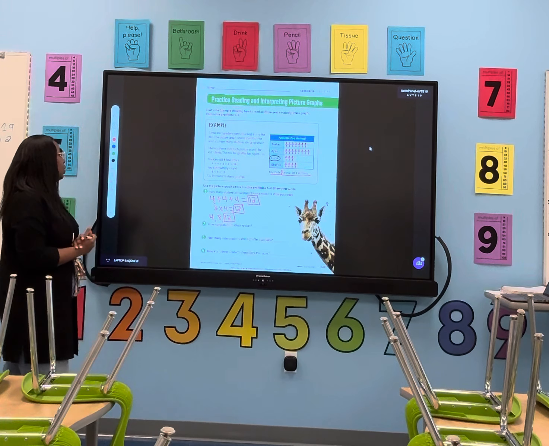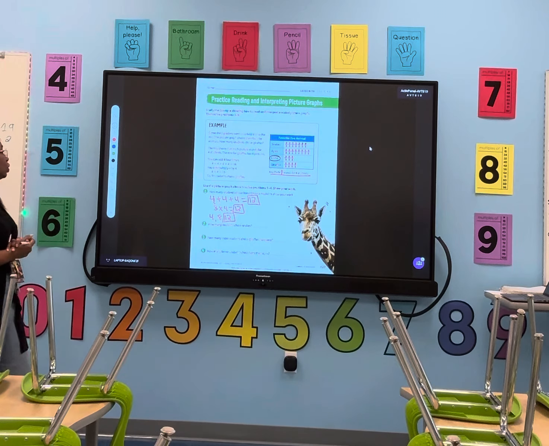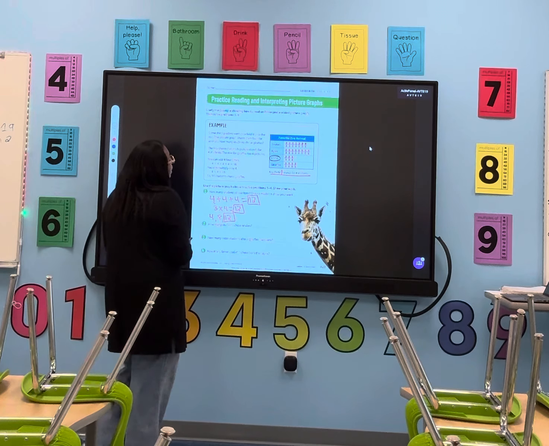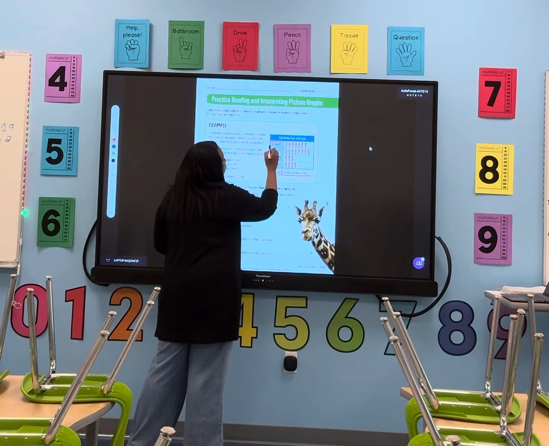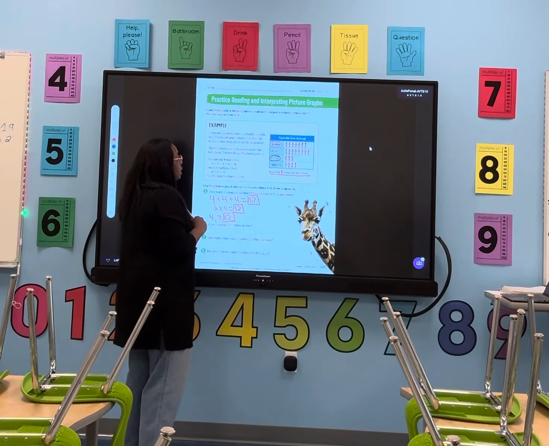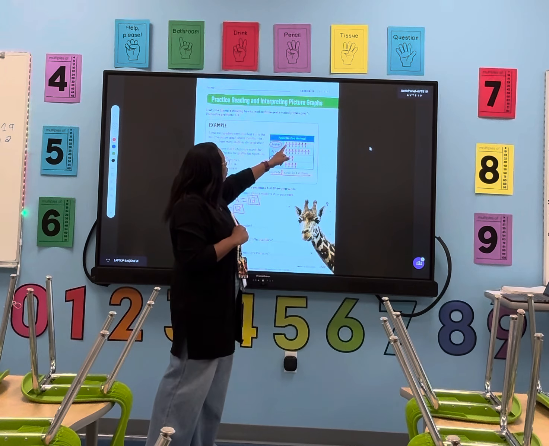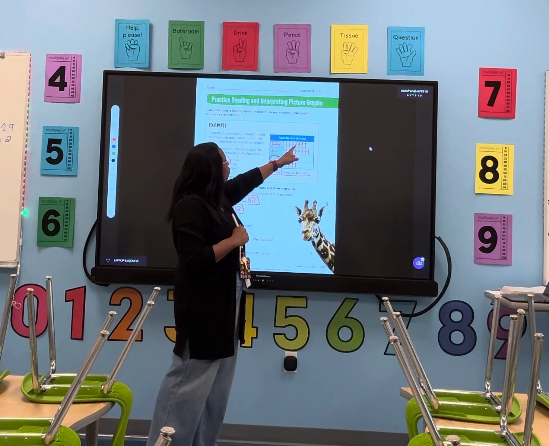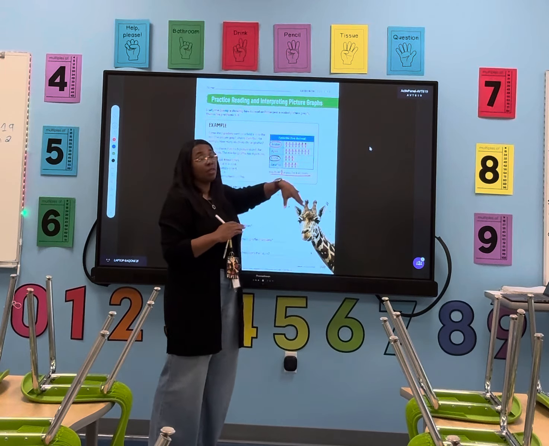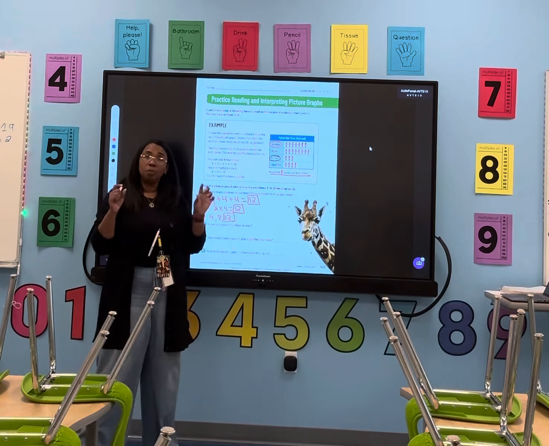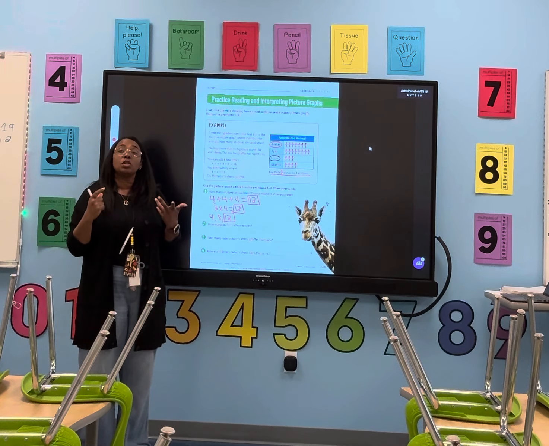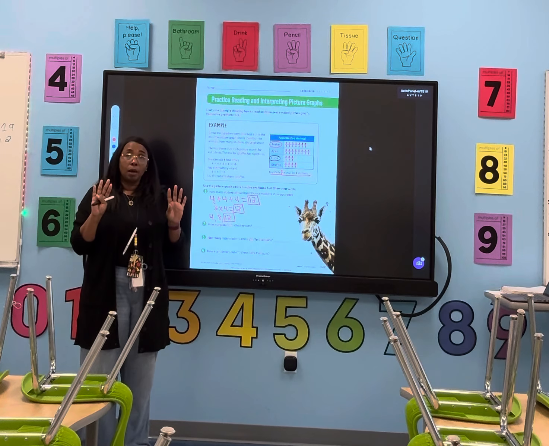Now let's go to number 2. Number 2 says, how many students chose snakes? So let's look at snakes. Snakes is at the top of our graph. And with snakes, we have, let's count, 1, 2, 3, 4, 5, 6, 7. So we have 7 little pictures. And remember, each one of those pictures equals 4.